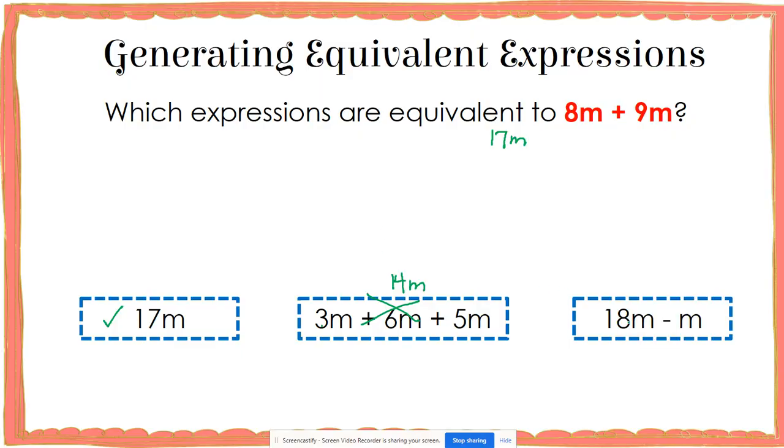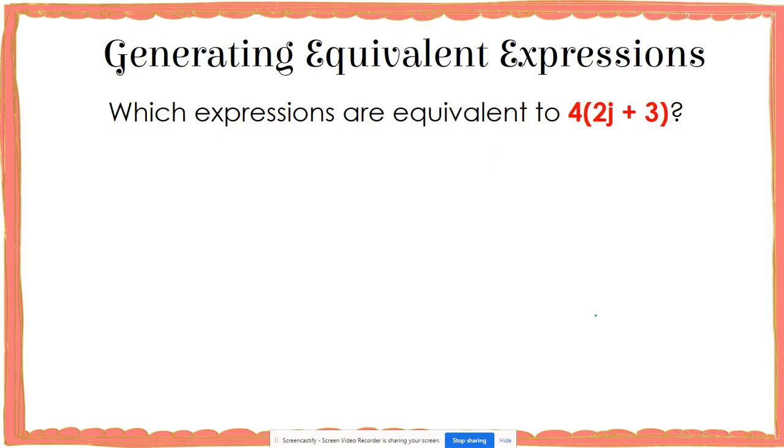What about 18m minus m? In this case, I notice that I have like terms, m and m, so I can combine by subtracting, but it looks as if I don't have a coefficient here. However, I know that anytime I don't have a coefficient, there's actually an invisible coefficient of 1. So this is like saying 18m minus 1m. And 18m minus 1m is 17m. So this is the same as this, which means these are equivalent expressions.